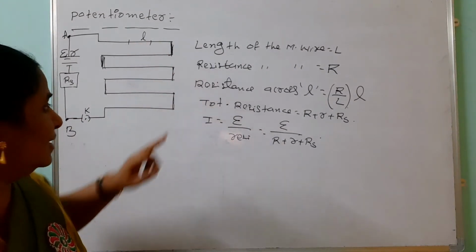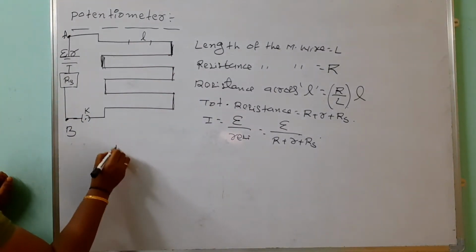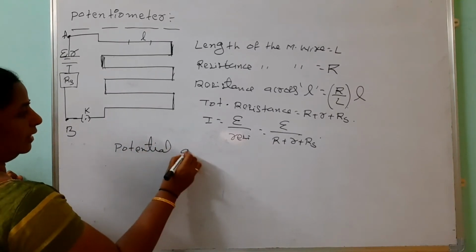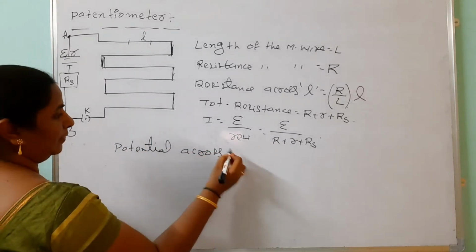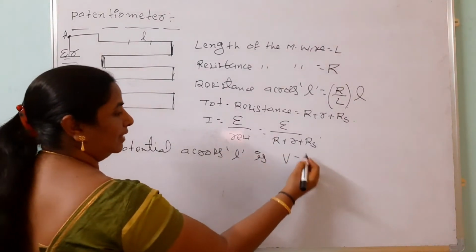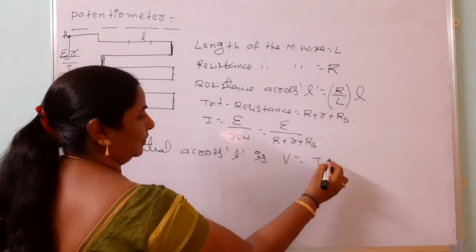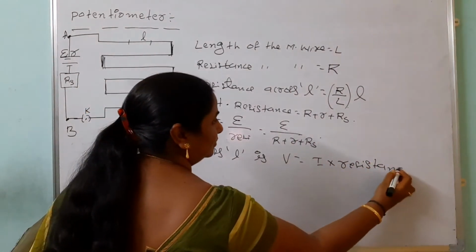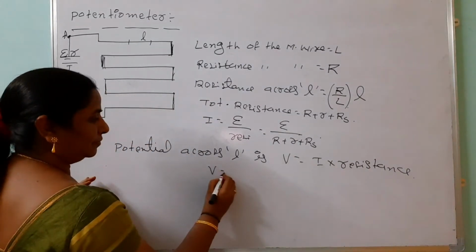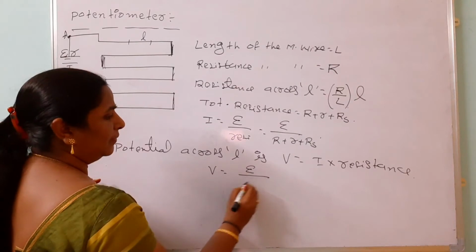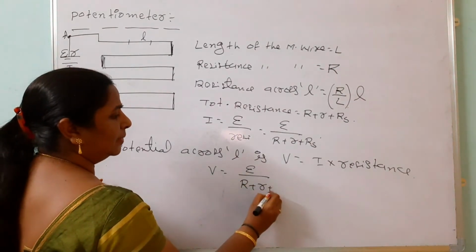Look here, the potential across L: we know the formula V equals IR. I into resistance, which we take from Ohm's law. So V equals, instead of I, what are we taking? Epsilon by R plus RS.